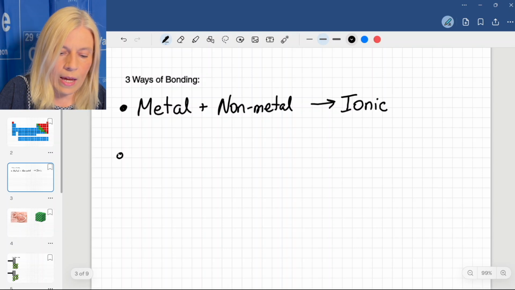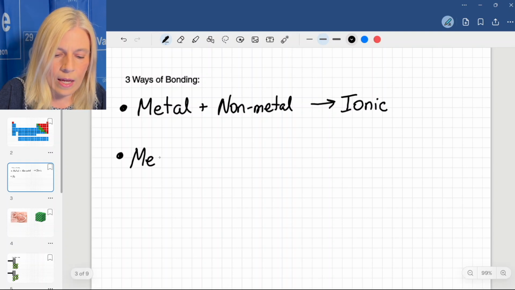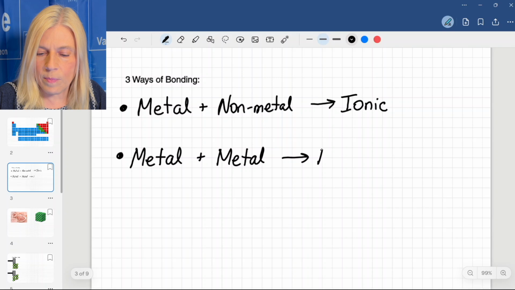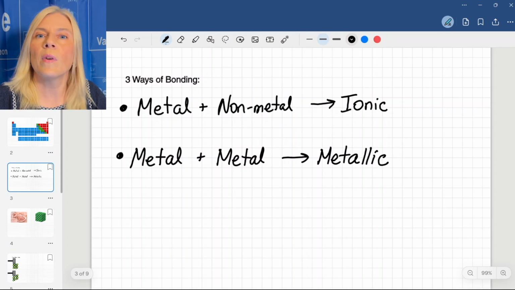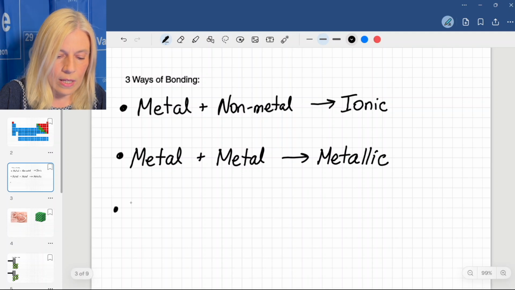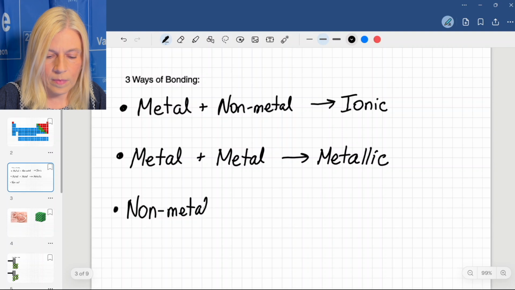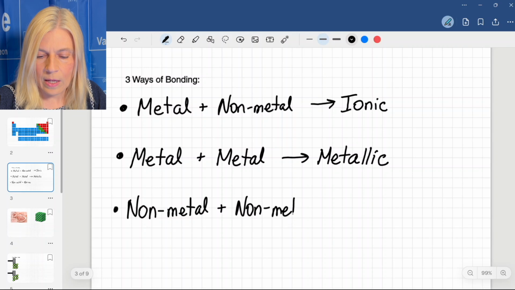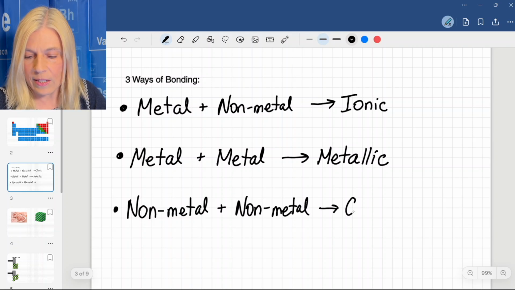We can also have the second house. Remember, our second house was blue and blue. So we can have a metal bonding with another metal. That's our metallic bonding. And the third combination is a non-metal with another non-metal. That was our red and red, our whole red house. And that will give us covalent bonding.